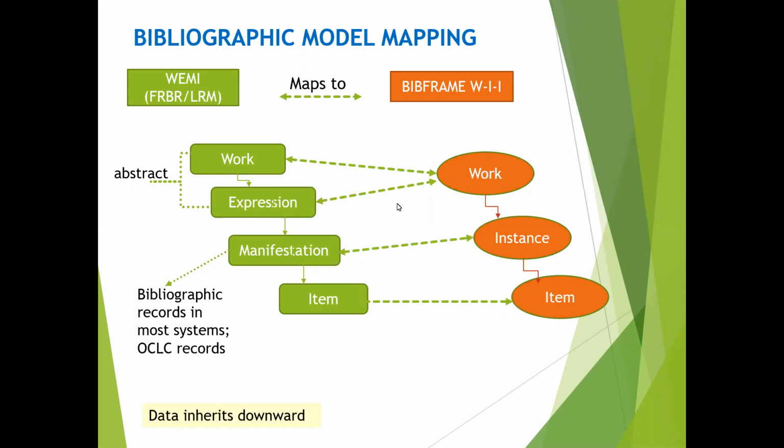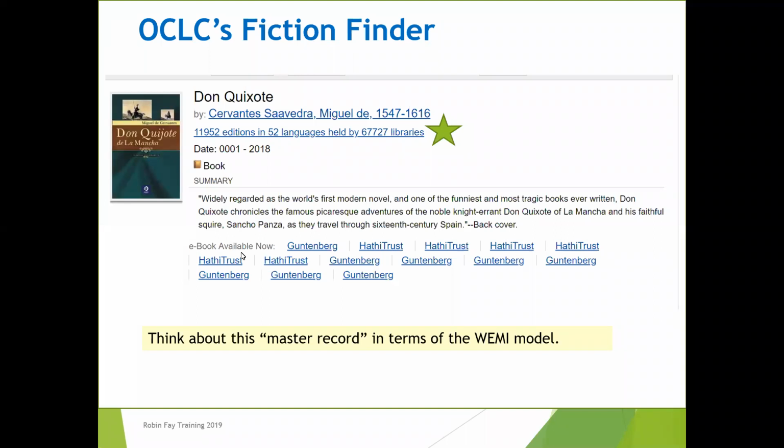Manifestation, that's going to be our bibliographic record in most systems. That's the OCLC records. And work, we really don't deal with work records much, but whoever creates that uniform title record, they are creating a work record, because that uniform title is that record that's going to pull all the information that's going to be consistent across the editions.